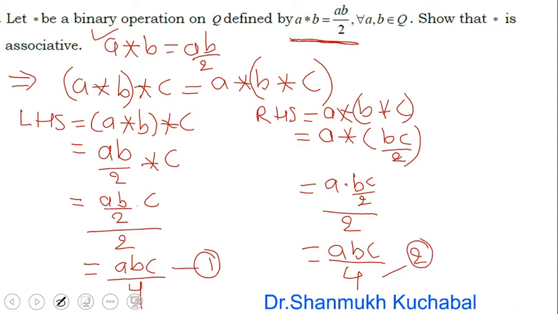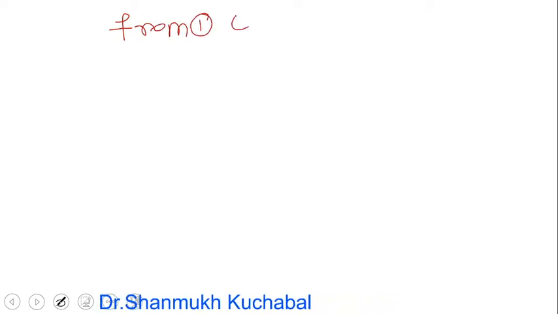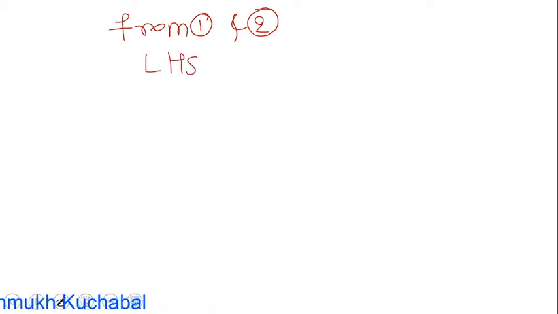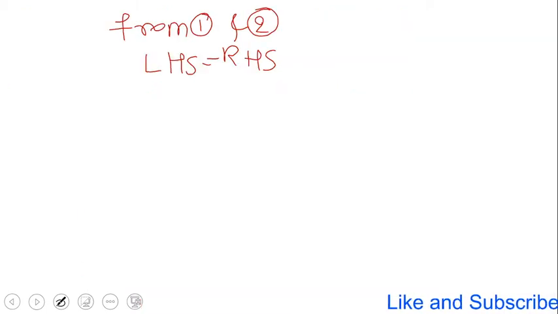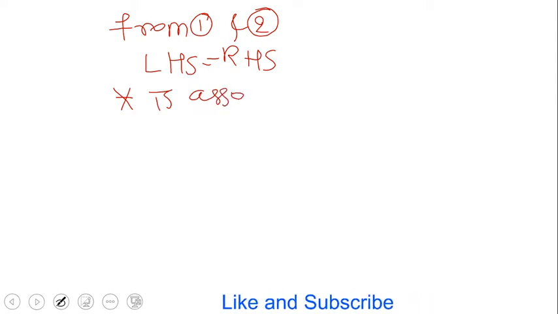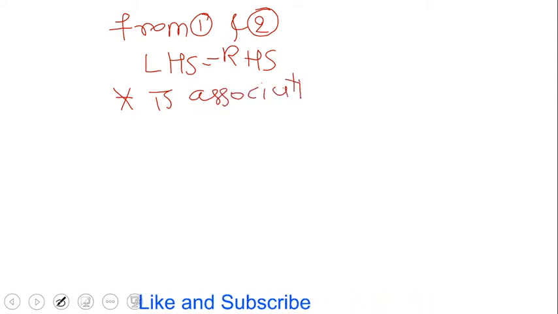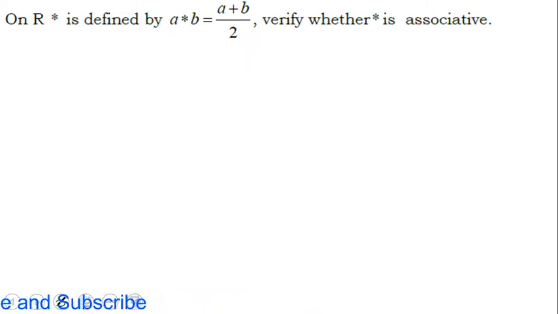We observe from equation number 1 and equation number 2 that LHS equal to RHS. Therefore we can say that star is a binary operation and it satisfies associative. Therefore star is associative. So like this we have to verify the given result. Similarly we'll move to one more example.